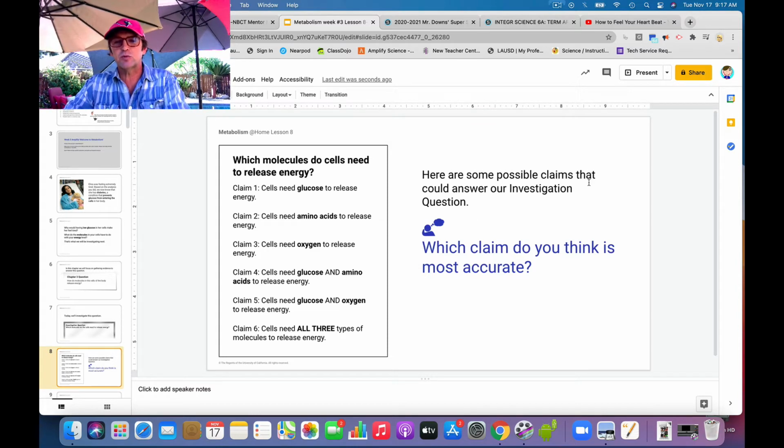So here are some possible claims that could answer our investigation question. Which claim do you think is most accurate? Let's read through these. If you're in Zoom today, I want you to place your answer into the chat box. You can do that either by copying and pasting from your own slideshow, because you have access to this slideshow, or let's just say we can put 1, 2, 3, 4, 5, or 6. Place it in the chat.